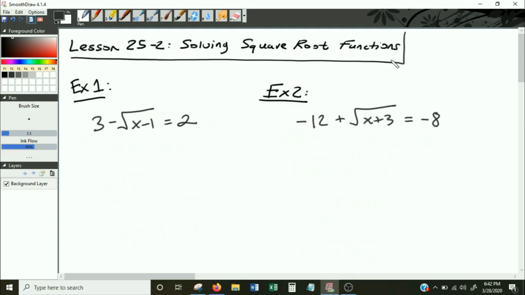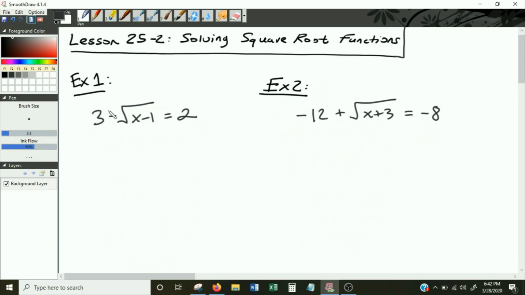On activity 25-2 from the SpringBoard Algebra 2 workbook. The topic is solving square root functions. In this video, my name is Mr. Yeselyurt. I'll be giving you a tutorial on how to solve some of the problems from the SpringBoard activity 25-2. We have 4 examples that I'm going to go through, so let's get started.